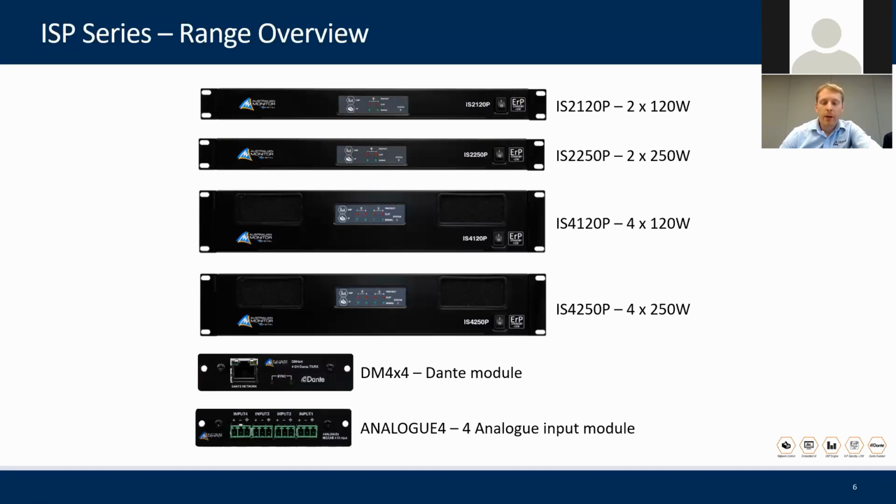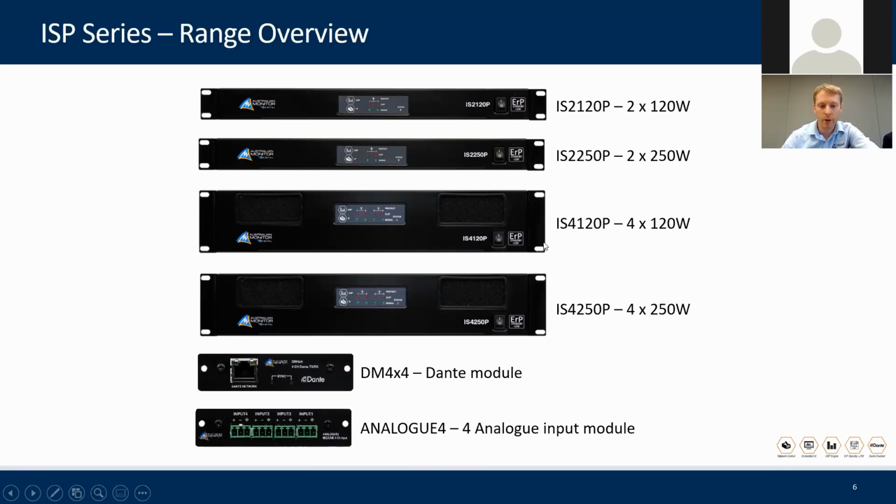So the ISP power amplifiers, there are 4 models within the range. There is an IS2120, an IS2250, an IS4120, and an IS4250. Pretty self-explanatory, hopefully, in the model naming convention: 2 channels of 120, 2 channels of 250, 4 of 120, and 4 of 250. You'll see the 2 channel versions come in a 1 RU chassis size, and the 4 channels are 2 RU.